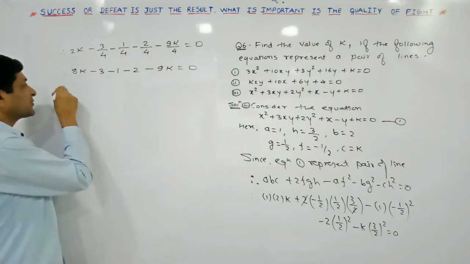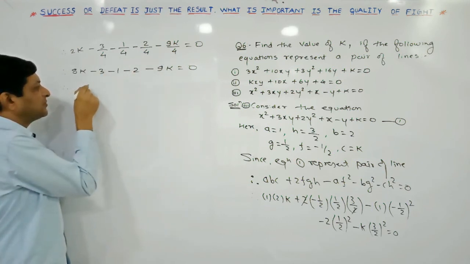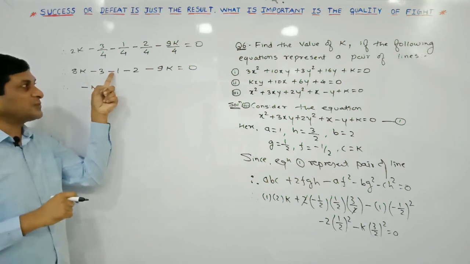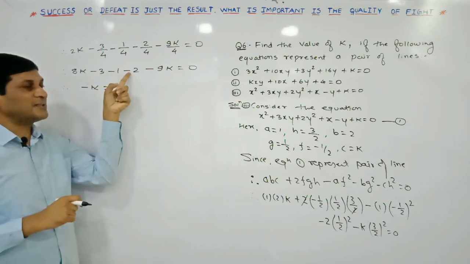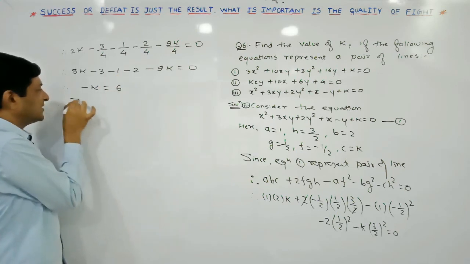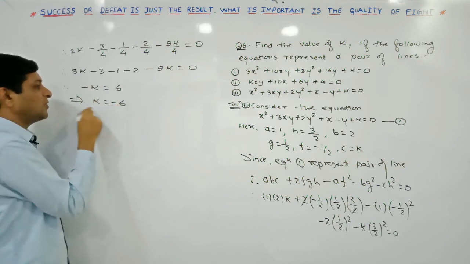Now collect the terms of k. 8k minus 9k will be equal to minus k, and collect the constant terms. Minus 3 minus 1 is minus 4 and minus 2 is minus 6. Minus 6 on this side will become plus 6, which implies that k is equal to, take minus on this side, k will become minus 6.